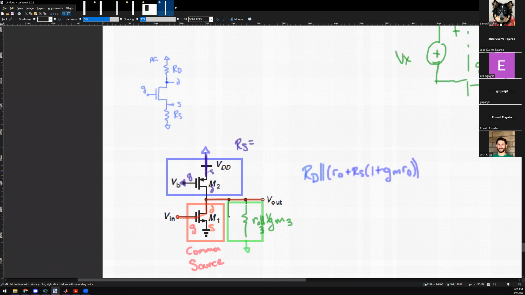Is there a resistor from source to ground? No. Okay, so what's the resistance of that? Zero. Right? Good. So R_S is equal to 0. For my expressions, R_S is equal to 0.